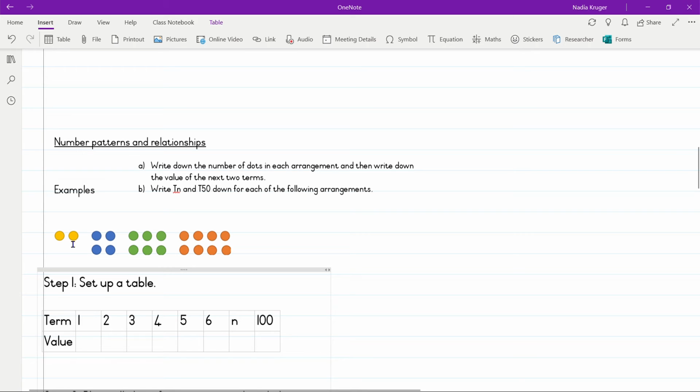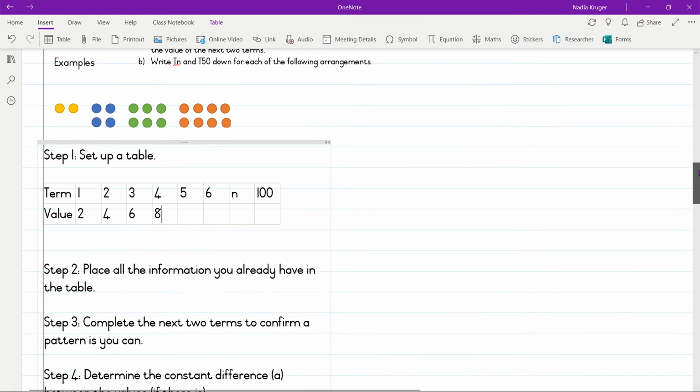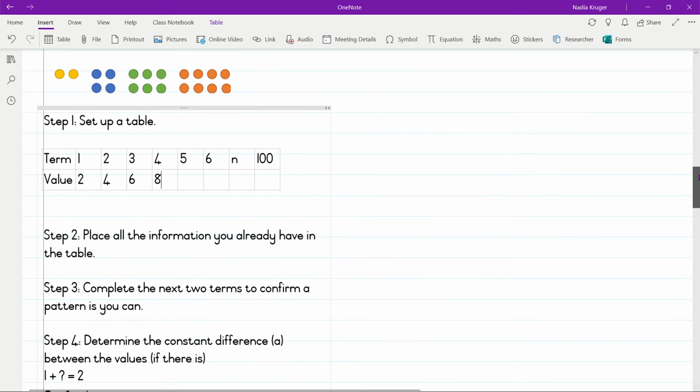Okay, what is the value of term 1? Term 1 has 2 dots. Term 2 has 4. Term 3 has 6. Term 4 has 8. So this would actually be your next step. Okay, place all the information you already have in the table. So we've put in the 2, the 4, the 6, and 8. That is what we have. The next step, complete the next 2 terms to confirm the pattern if you can. There's 10 and there's 12. Okay, so we are not sure how to determine N yet, and we can't do 100.